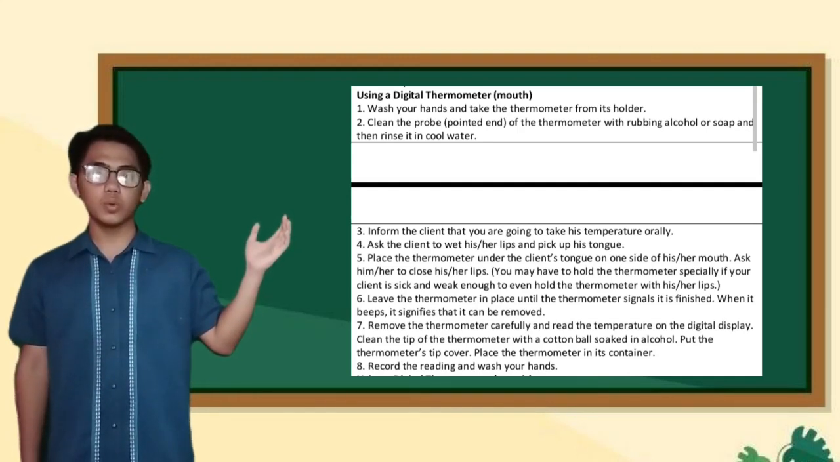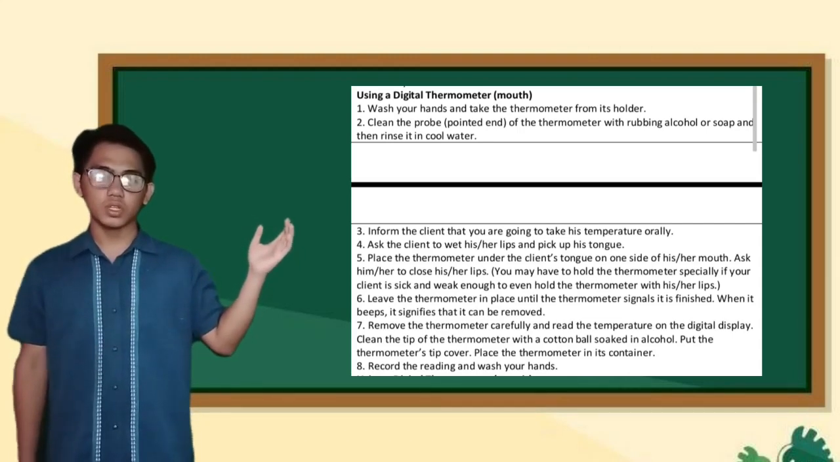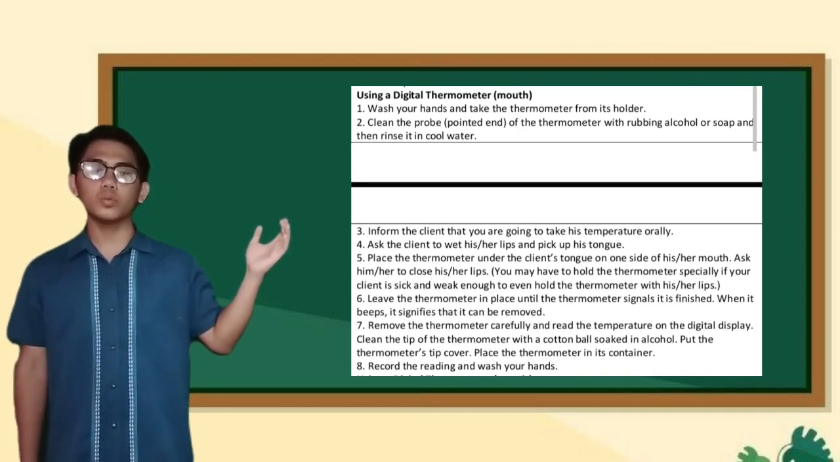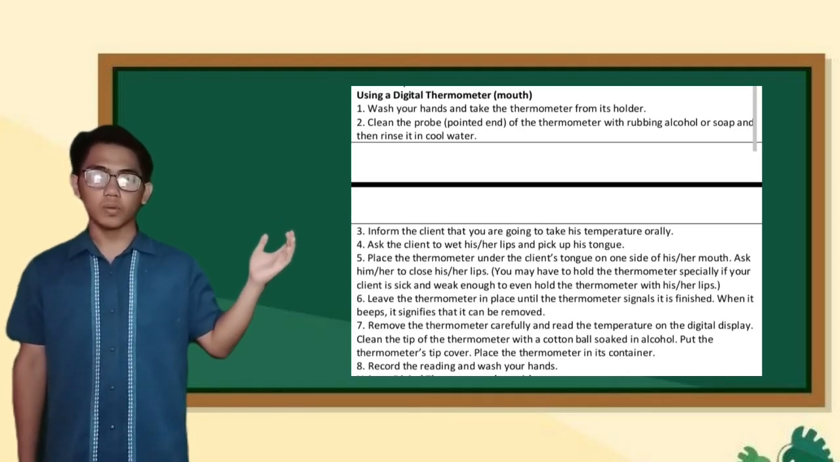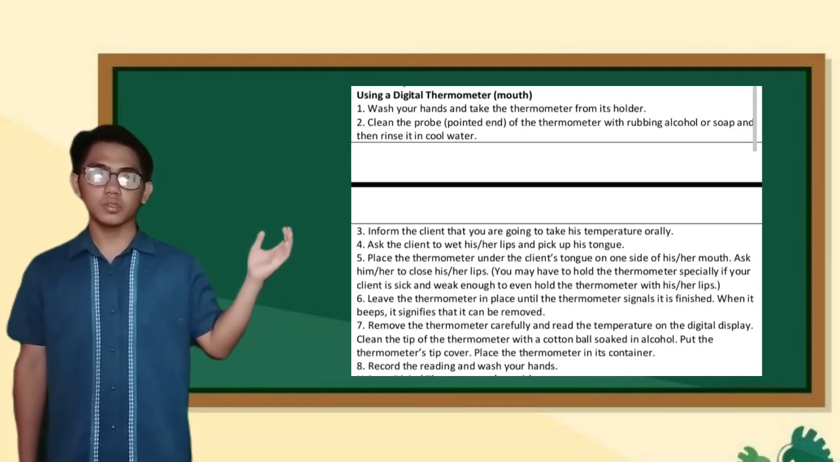6. Leave the thermometer in place until the thermometer signals it is finished. When it beeps, it signifies that it can be removed. 7. Remove the thermometer carefully and read the temperature on the digital display. Clean the tip of the thermometer with a cotton ball soaked in alcohol. Put the thermometer tip cover. Place the thermometer in its container. And last, record the reading and wash your hands.